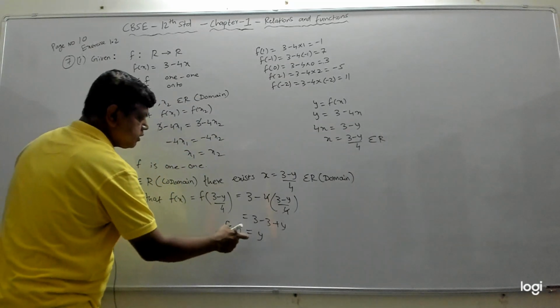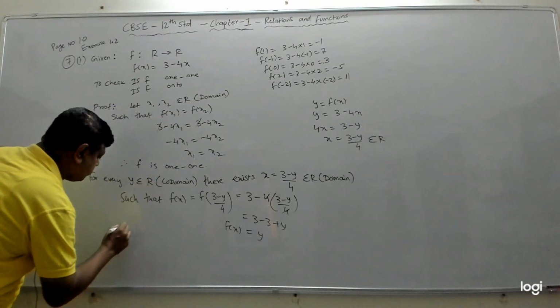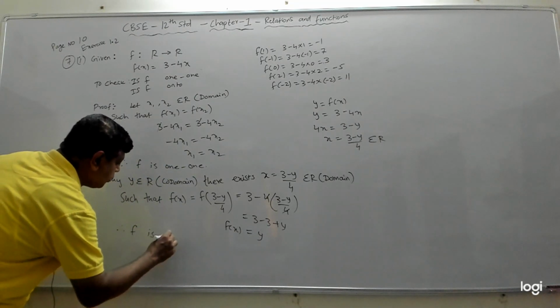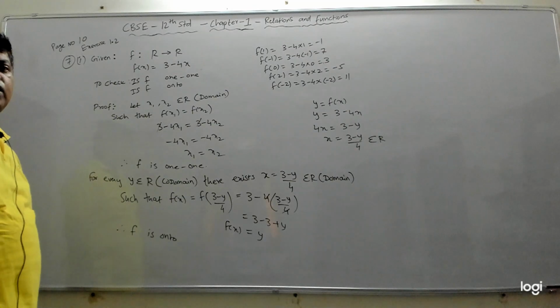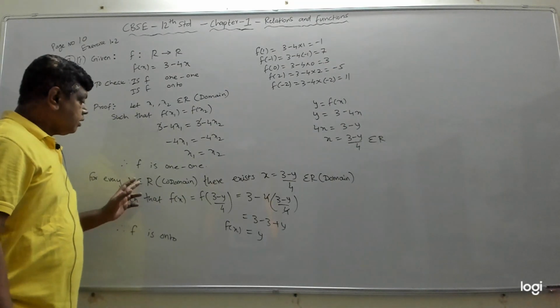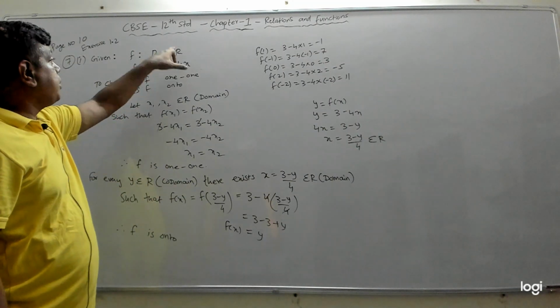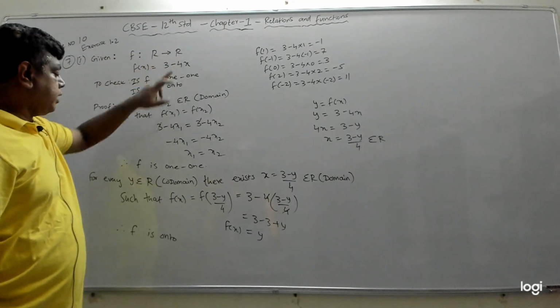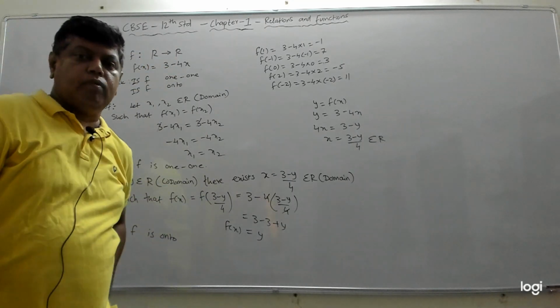We start with f of x is equal to y. Therefore, f is onto. Because we have proved that for every y in this codomain, we are able to find an x here so that f of x is y.